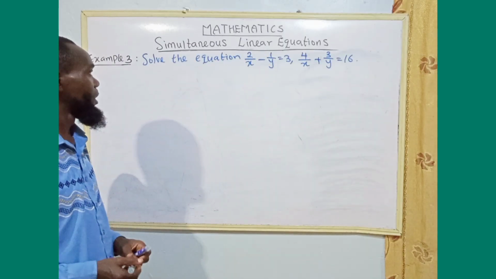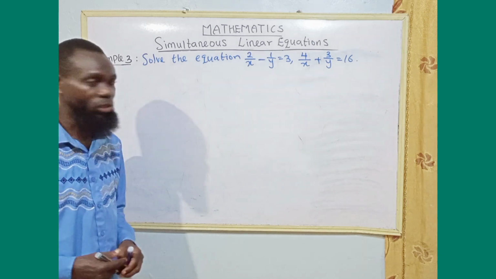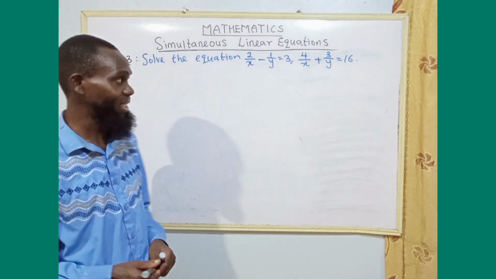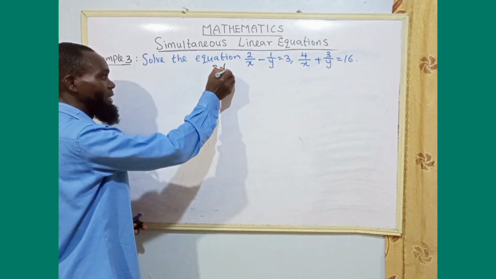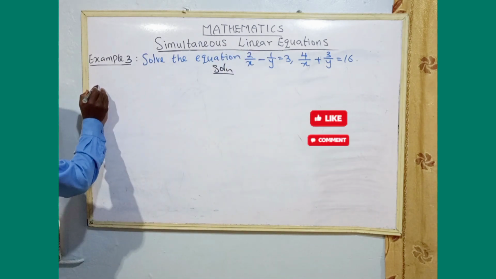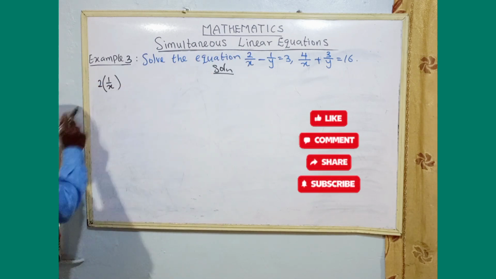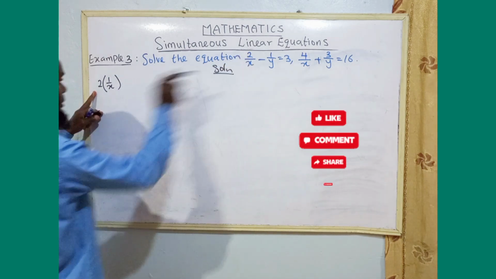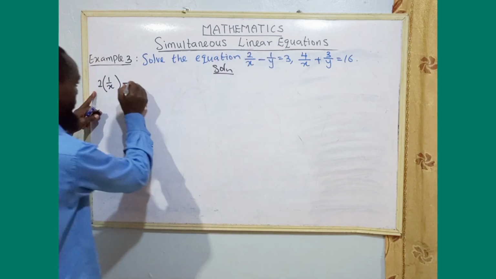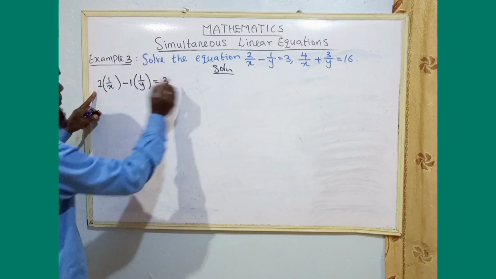Example 3. Solve the equation. 2 over x minus 1 over y is equal to 3, comma, 4 over x plus 3 over y is equal to 16. This can be written this way. We have 2 over x can be written as 2, open bracket, 1 over x. So 2 times 1, I'm going to have 2 over x. So if I go back, then minus 1, open bracket, 1 over y, is equal to 3. Equation 1.